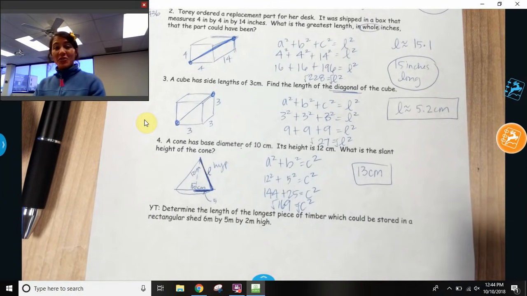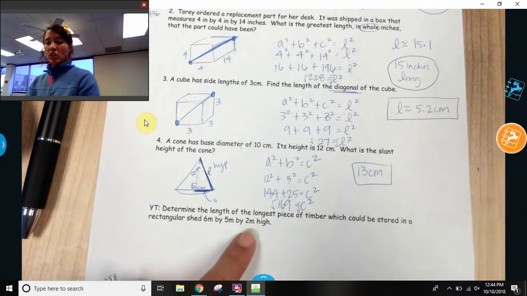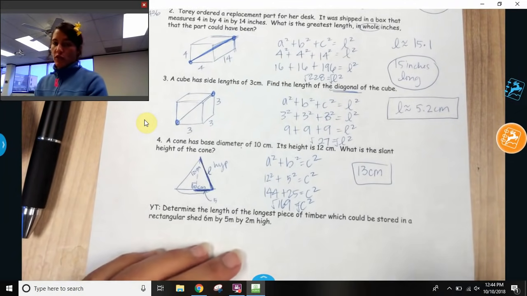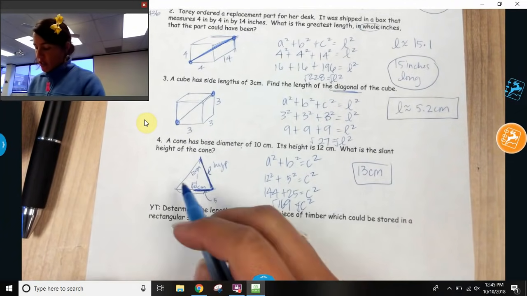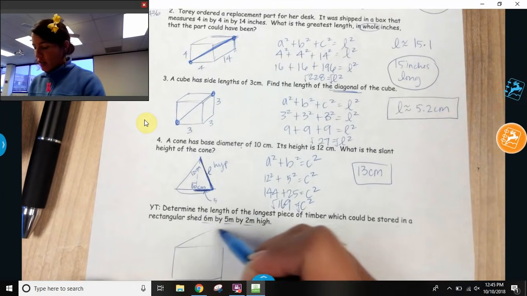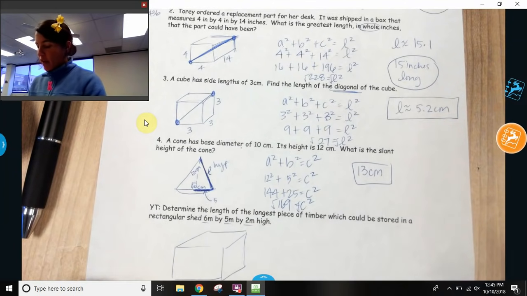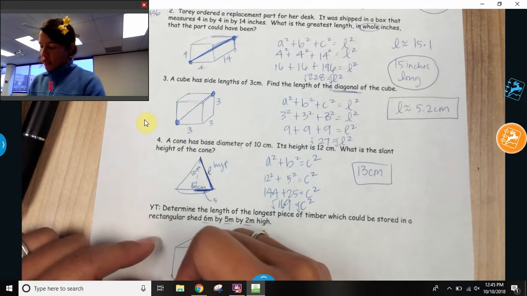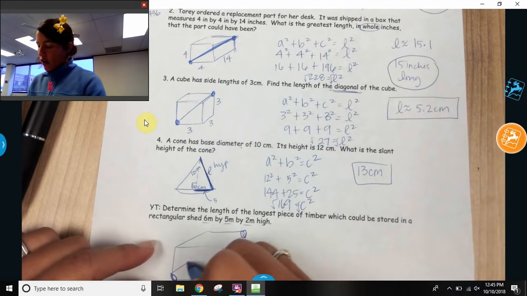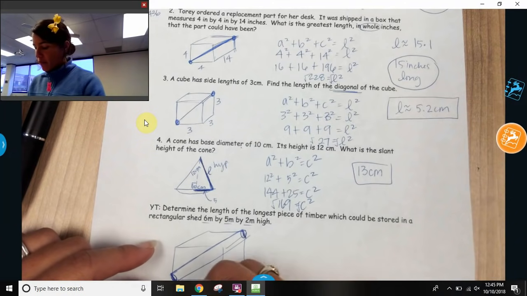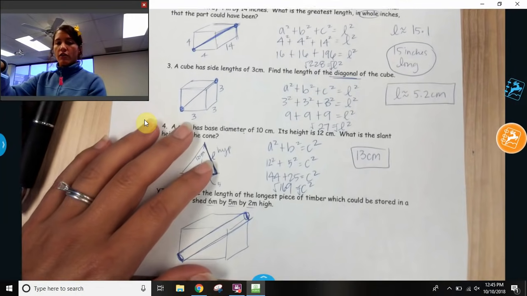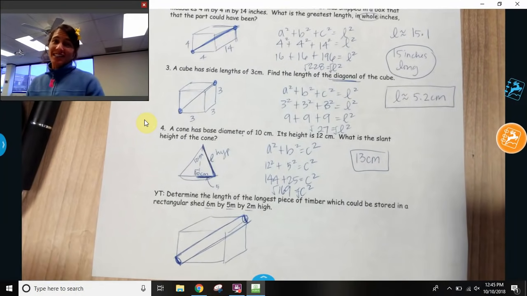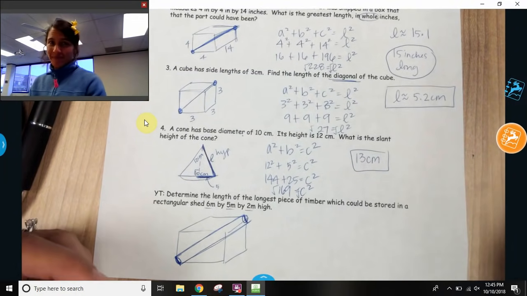Okay, so you try. Determine the length of the longest piece of timber which could be stored in a regular rectangular shed, 6 by 5 by 2. So if you had a rectangular shed, the longest piece of timber would go from the front corner to the back corner. What is the longest piece of timber that could fit? Pause it, you try this one, and then press play when you're ready.